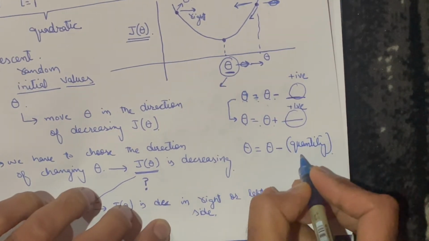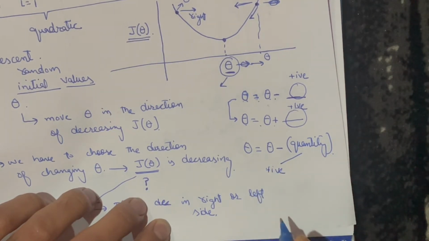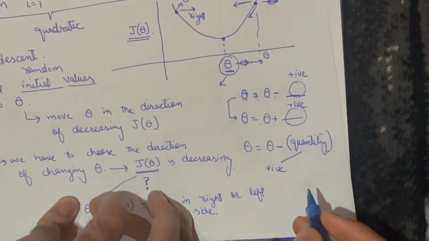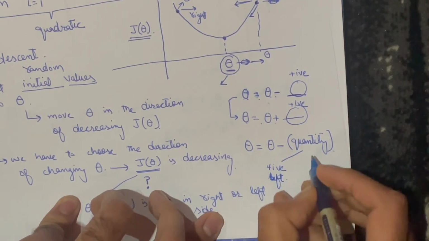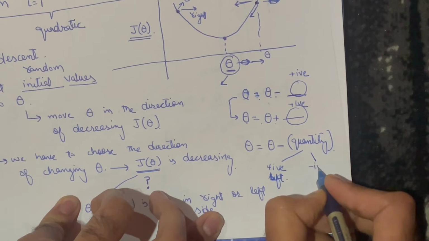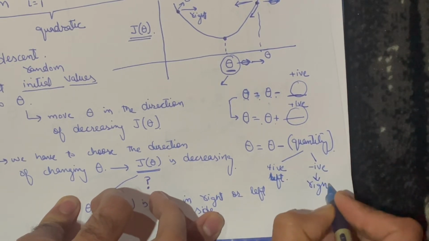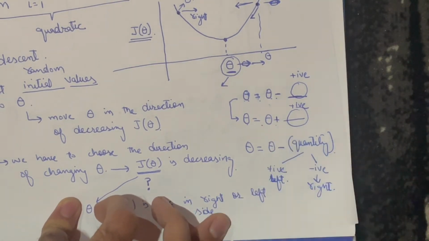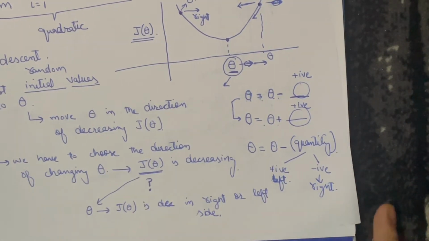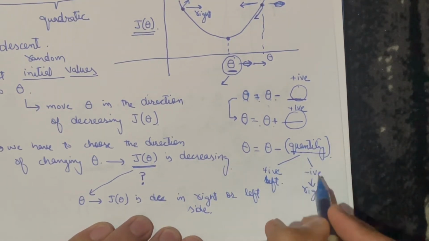And this quantity will be positive if J theta is decreasing on the left side, by moving to the left side, and it will be negative if we have to move to the right side, because negative will become positive and it will be plus here. Okay, fine. So this quantity decides whether it is positive or negative.